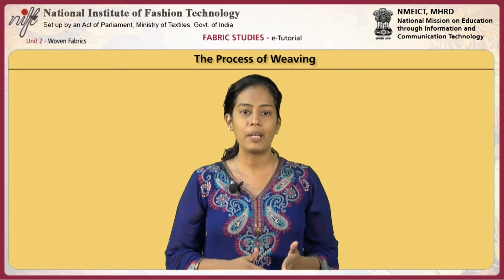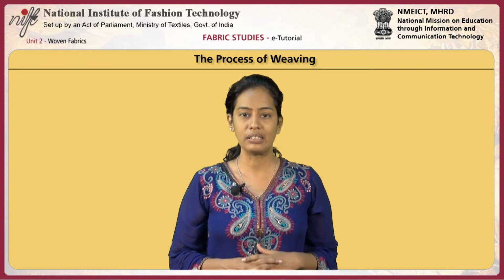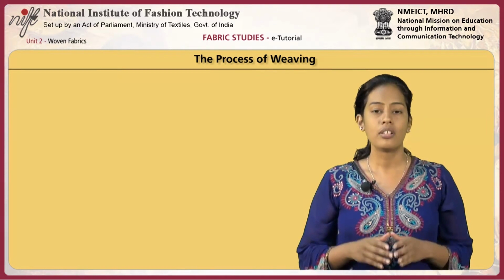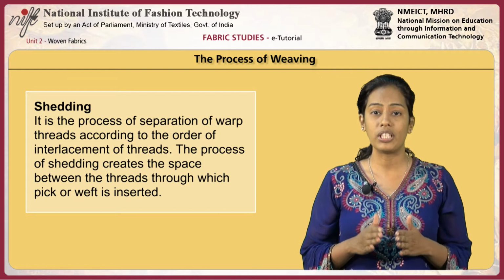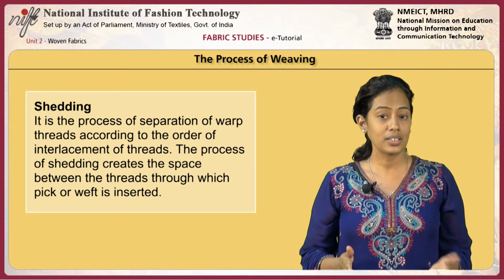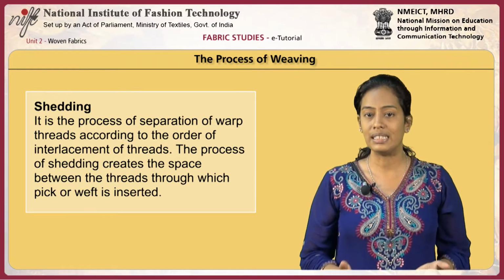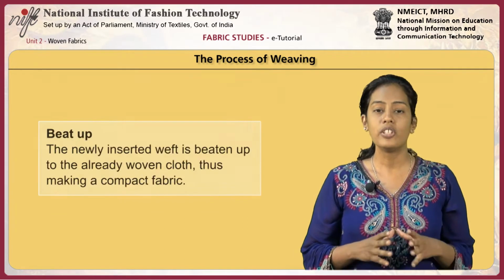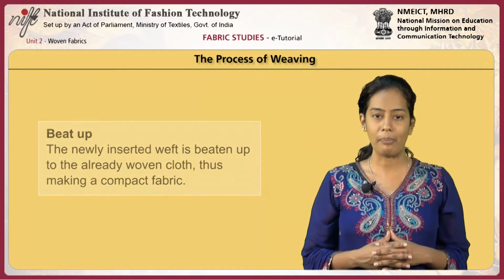Woven fabrics can be made with a variety of textures with various combinations of interlacement of threads. They are formed by the process of weaving involving three basic steps, namely shedding, picking and beat up. Shedding is the process of separation of warp threads according to the order of interlacement of threads. The process of shedding creates the space between the threads through which pick or weft is inserted. The process of insertion of weft is known as picking. The newly inserted weft is beaten up to the already woven cloth, thus making a compact fabric.